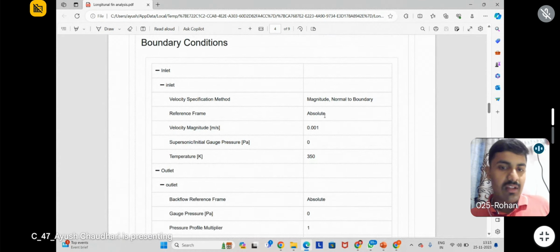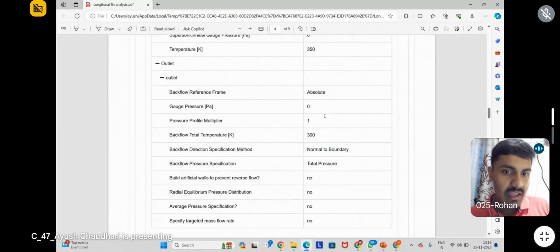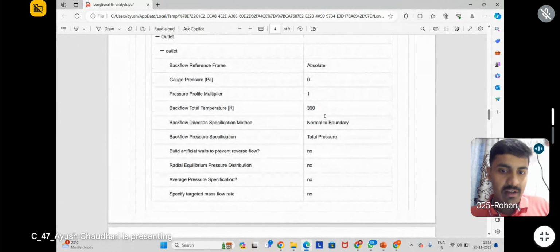So here the inlet velocity specification method was magnitude and normal to boundary, and reference frame was absolute. Velocity magnitude was 0.01 and the temperature was 350 Kelvin, and the outlet temperature was 300 Kelvin. So move further. Gauge pressure is zero and normal to the boundary, and the total pressure specification was normal to the boundary. We can move further.